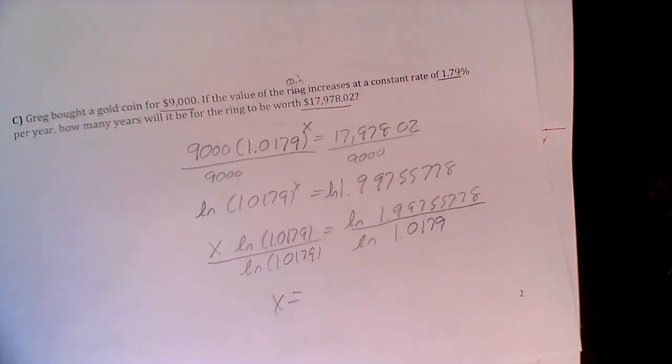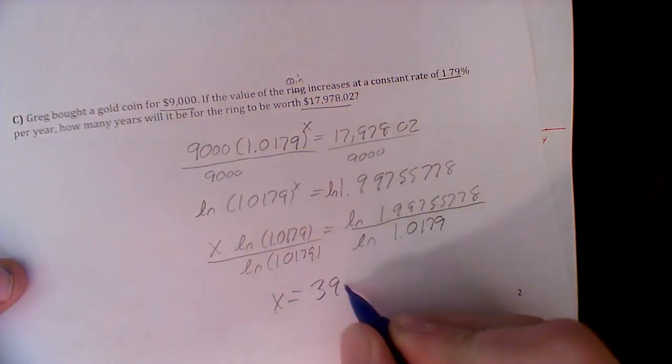Divided by, natural log of that answer divided by the natural log of 1.0179. Oh, I'm going to go about 39 years.